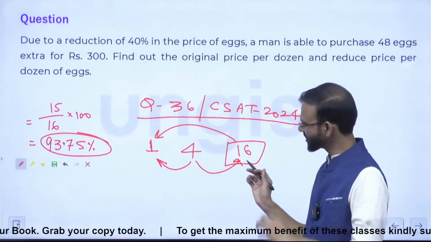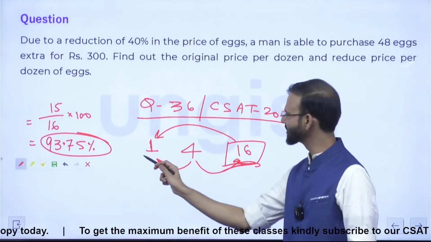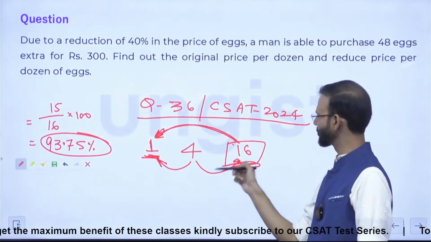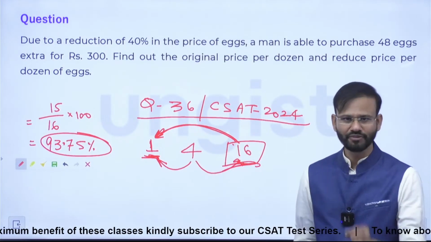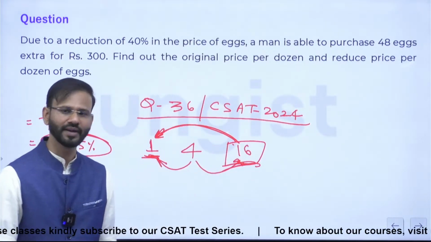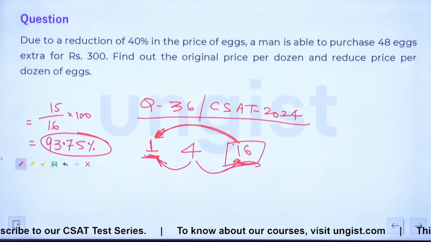So the question is saying what is the percentage error in the answer? So the answer should have been 16, but he is getting the answer as 1. So the answer is actually 15 less with respect to 16. Right? So 15 is what percentage of 16? This is the question. Right everybody? 15 is what percentage of 16? This is the question.